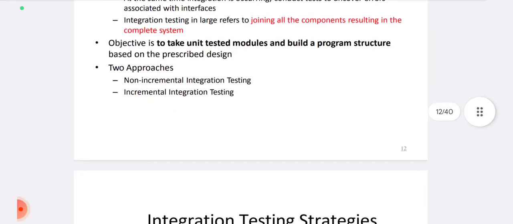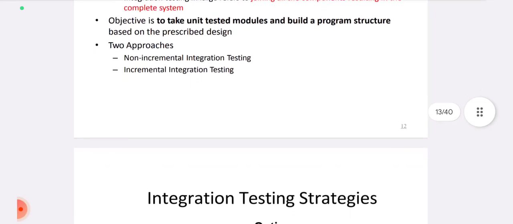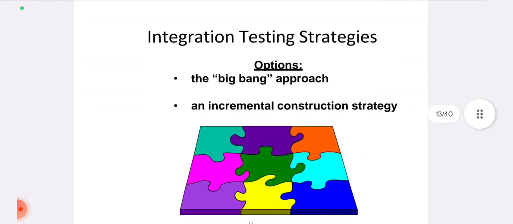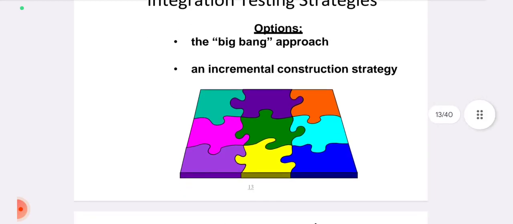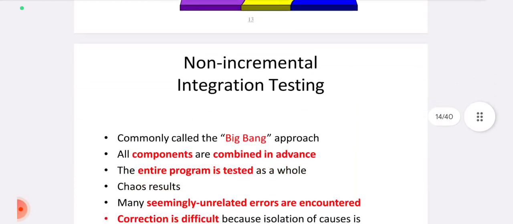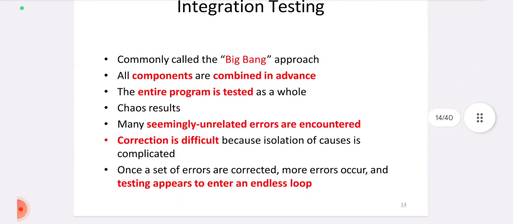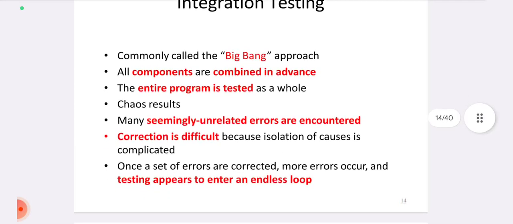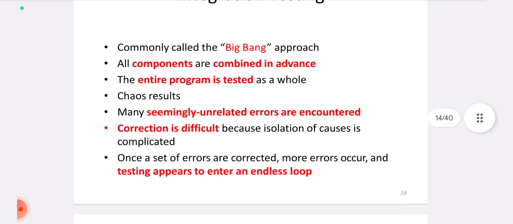So integration testing has two types: non-incremental integration testing and incremental integration testing. Non-incremental integration testing is the big bang approach. That is the first one. The second one is the incremental construction strategy. So let's see what the big bang approach is. In non-incremental integration testing, all the components are combined in advance. That is, if we have 10 units, all the 10 units will be combined and then tested as a whole.